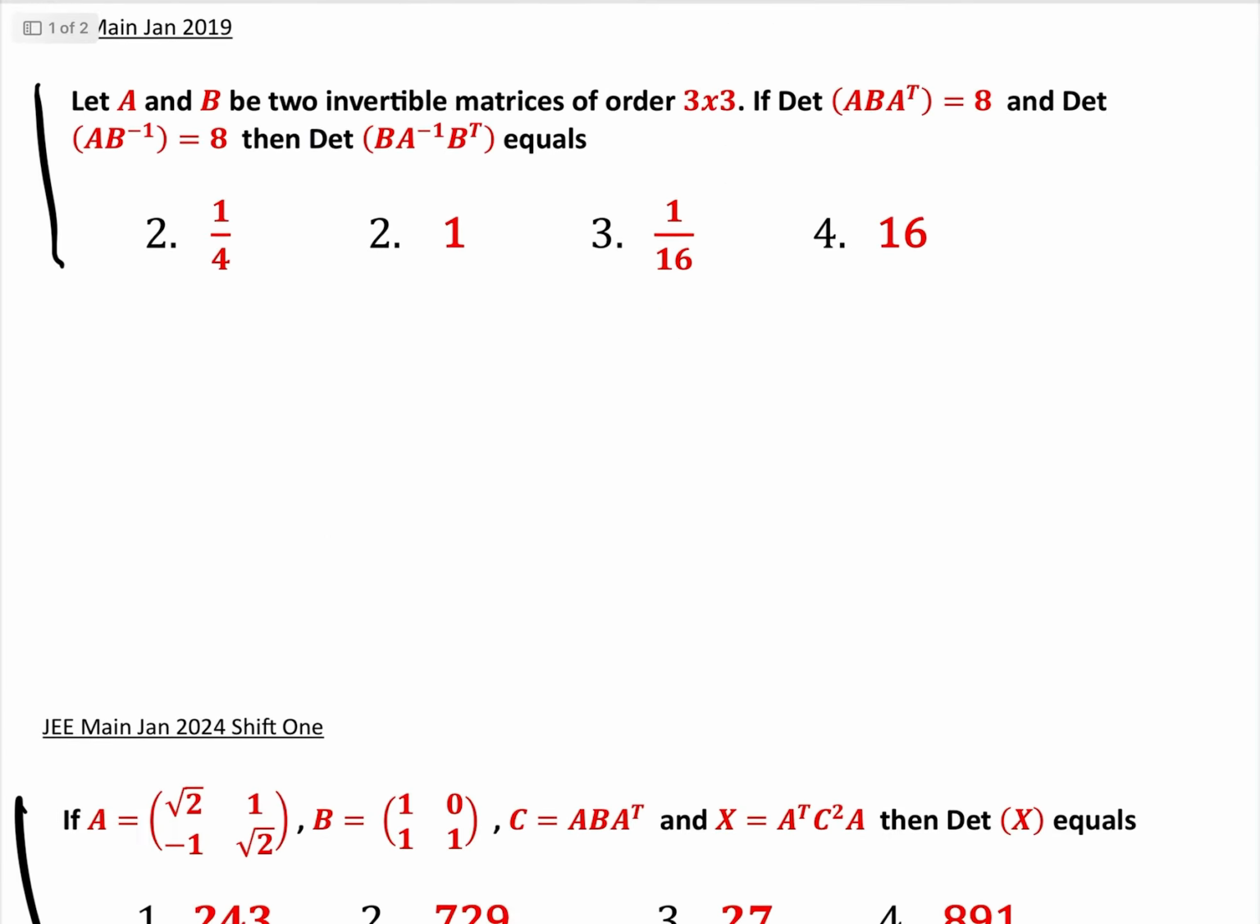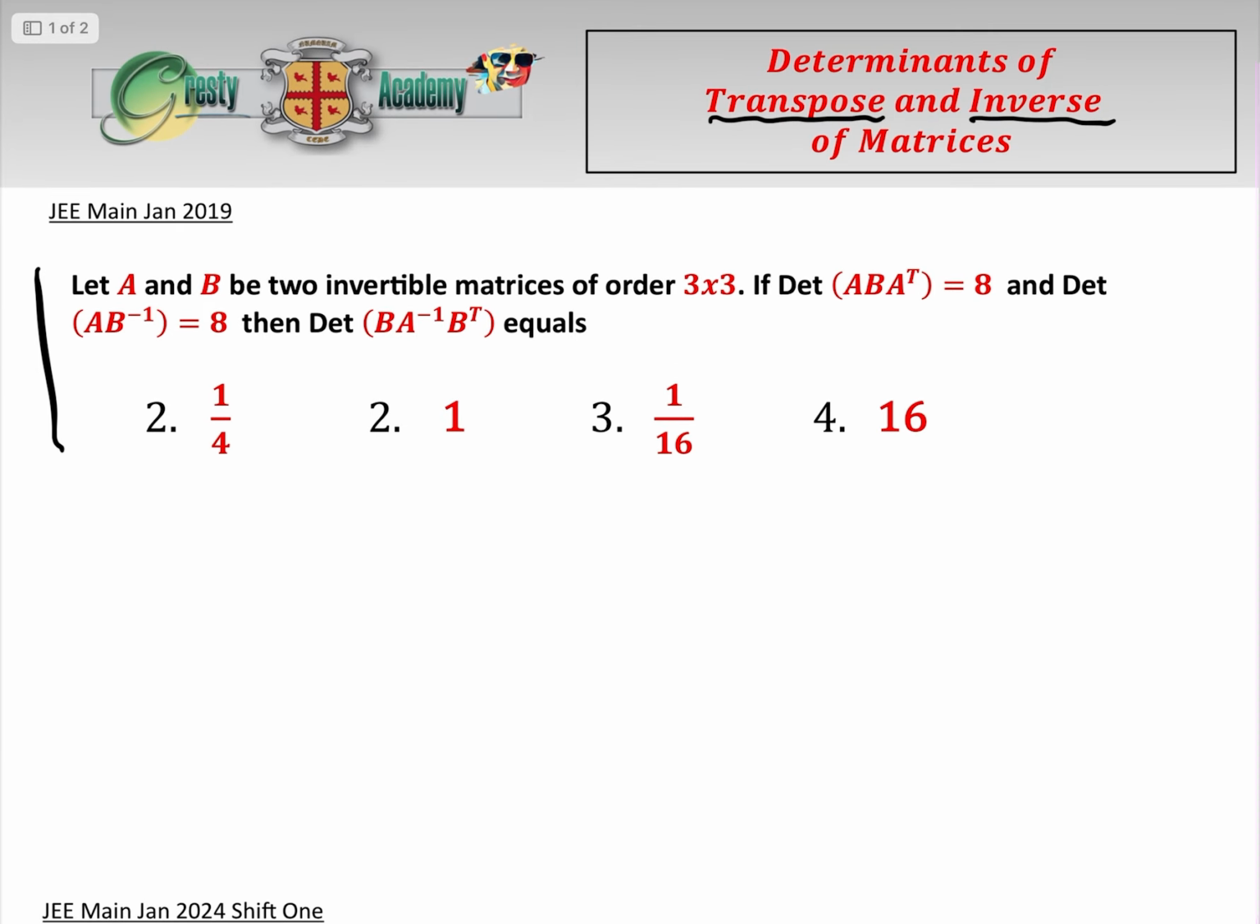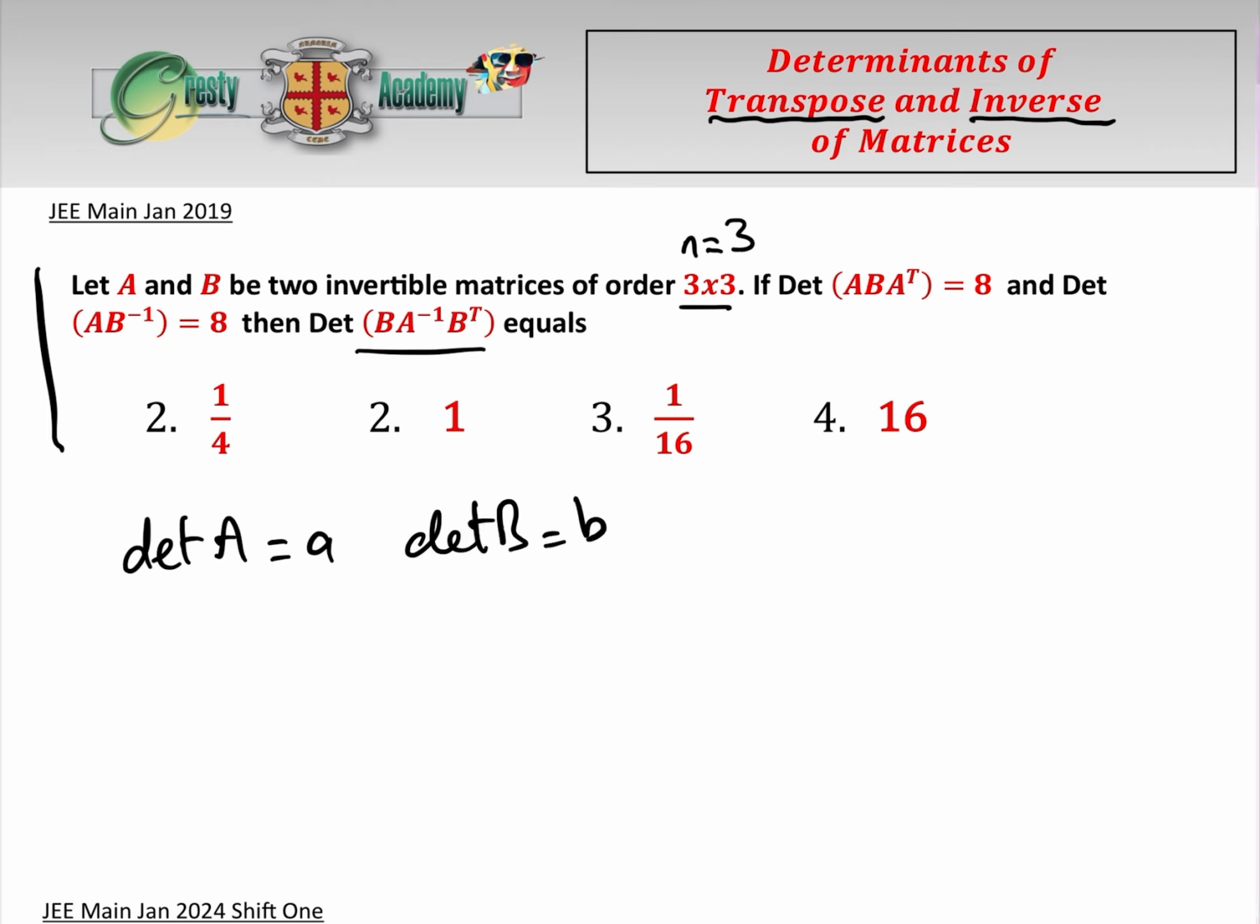Right, so let's go to the first one now, knowing our rules. A and B are two invertible matrices of order 3 by 3. So they're square matrices, and we know that therefore n equals 3. If the determinant of AB A transpose is 8, and the determinant of A times the inverse of B is 8, then what is the determinant of that? Okay, so let the determinant of A equal a, and let the determinant of B equal b, so easy so far.